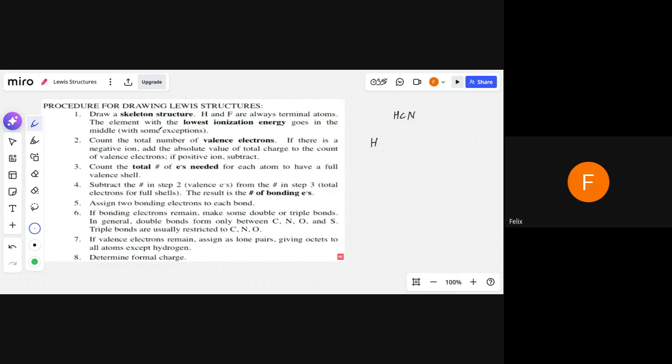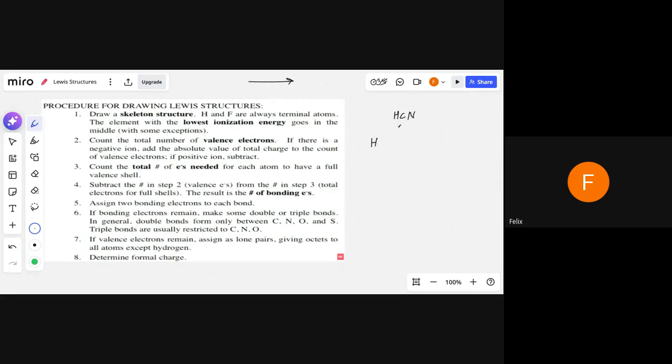So the rule says that the element with the lowest ionization energy goes in the middle, with some exceptions, of course. Here, we have learned in our previous lessons that ionization energy increases from left to right. So carbon will have a lower ionization energy as compared to nitrogen, because carbon is in group 14 and nitrogen is in group 15. And the trend is the same as electronegativity. So you can also remember this by electronegativity, lowest electronegativity.